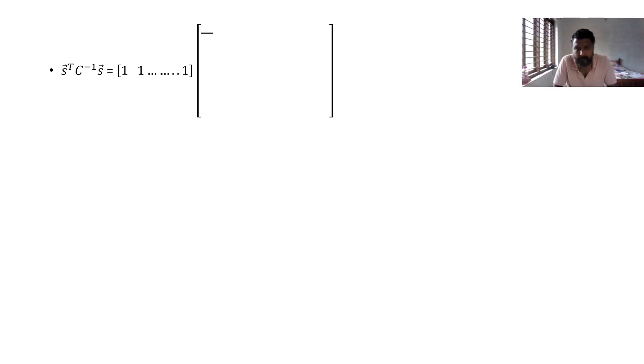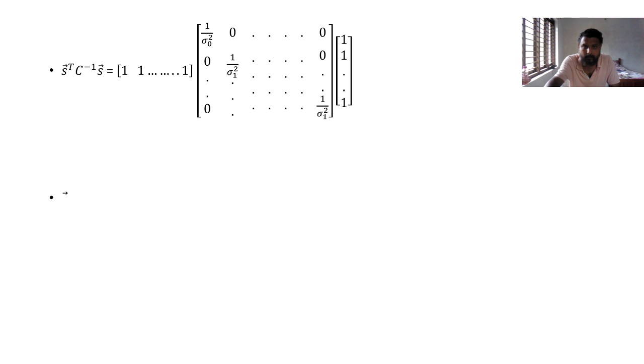Now what we have to do? Now we have to calculate S transpose C inverse into S, with the vector of ones, 1 1 1, and the matrix with 1 by sigma naught square, 0 0 0, 1 by sigma 1 square, etc. That will be S transpose C inverse into S equal to what: 1 by sigma naught square plus 1 by sigma 1 square, etc.